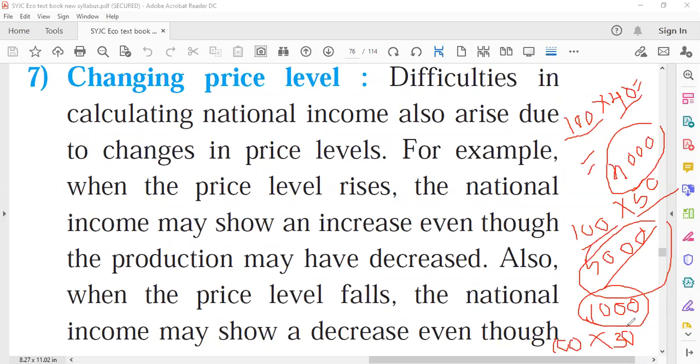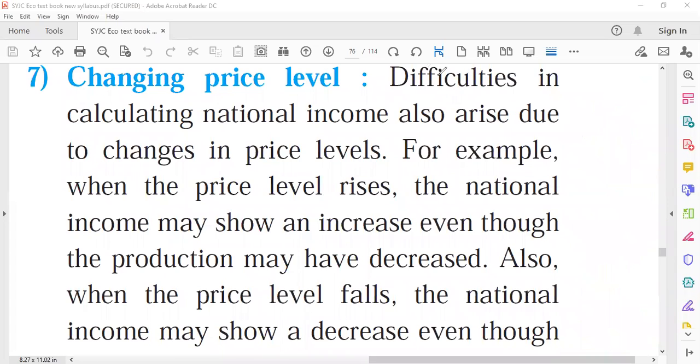Now if we calculate his income, we will get 3,000 rupees. Okay, so that means what? We are not able to calculate the exact value of the income. In the case of price fluctuation, either we will get inflated value or deflated value. And therefore, in such a case, we are not able to calculate the exact value of our national income.